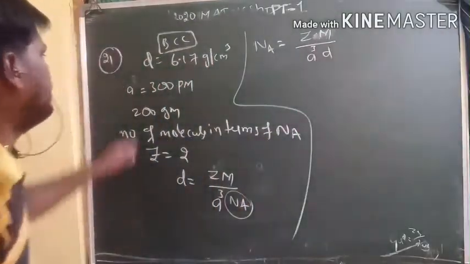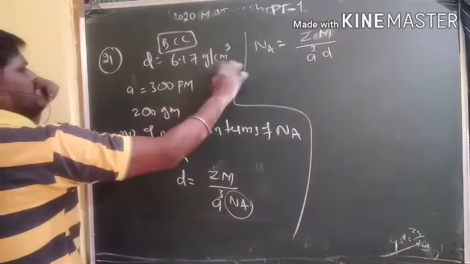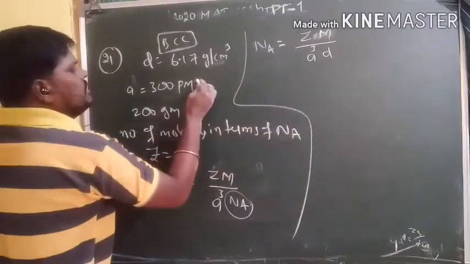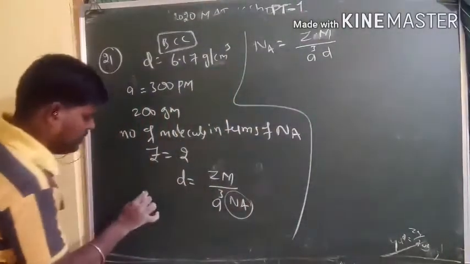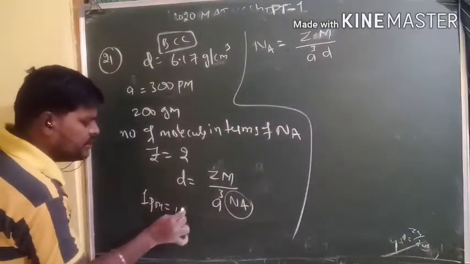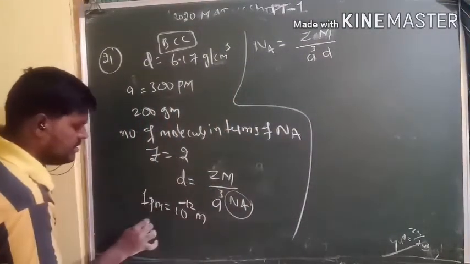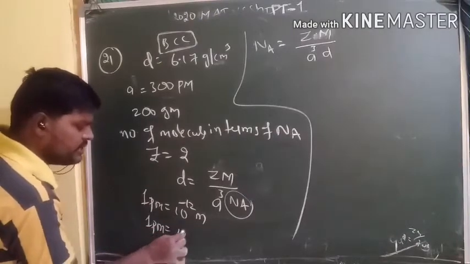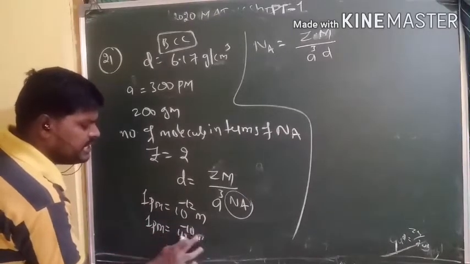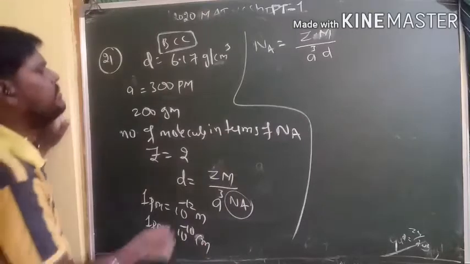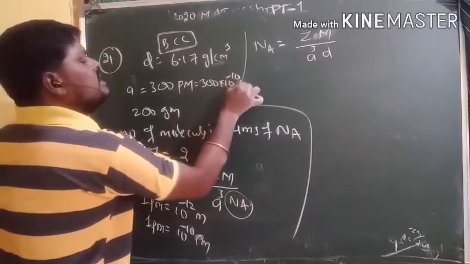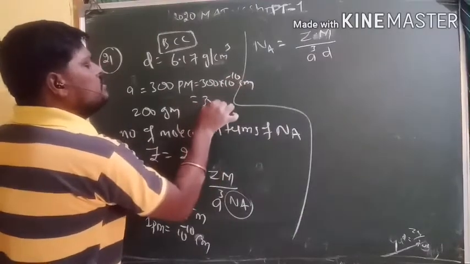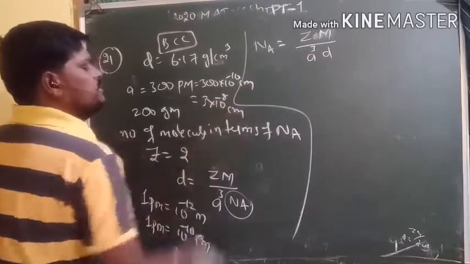Here, what is the value for picometer? But we need centimeters. 1 picometer is equal to 10 to the power of minus 12 meters. At the same time, 1 picometer is equal to 10 to the power of minus 10 centimeters. We need centimeters, so 300 into 10 to the power of minus 10 centimeters, total 3 into 10 to the power of minus 8 centimeters.